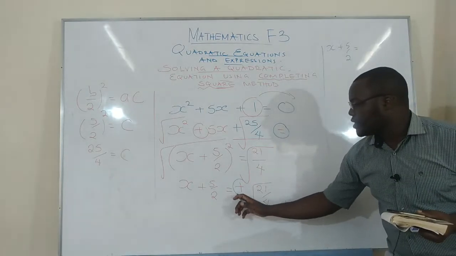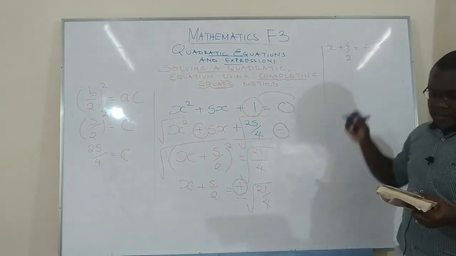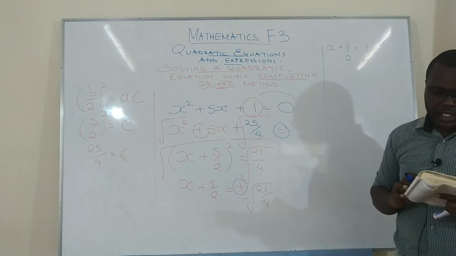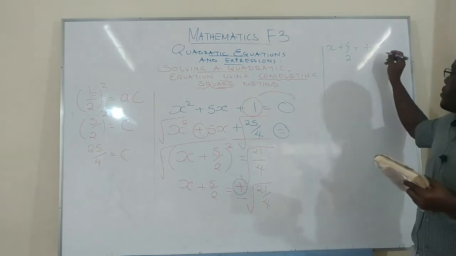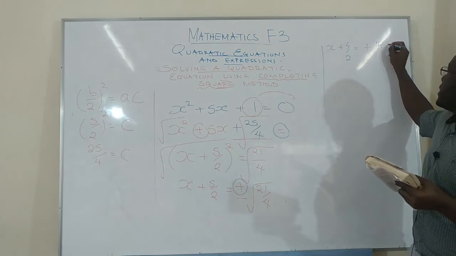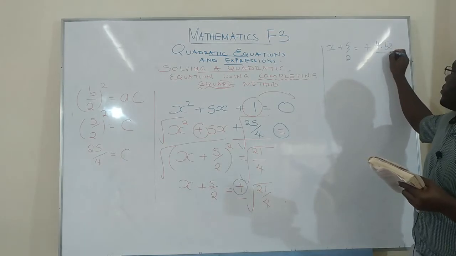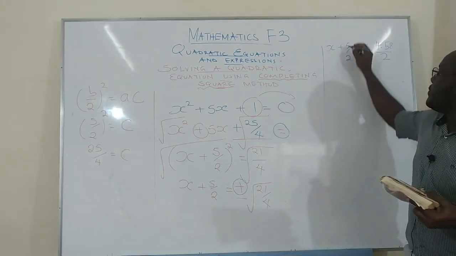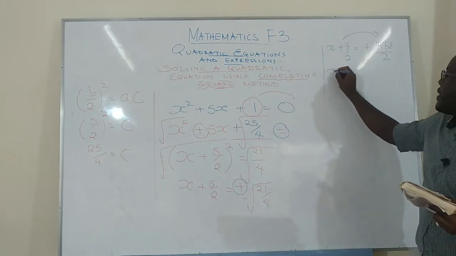Starting with positive. So it will be positive. Let me work that out and see. It gives me positive 4.58 all over 2. That's for the positive side. Therefore, pushing this on the other side, we find the first x.